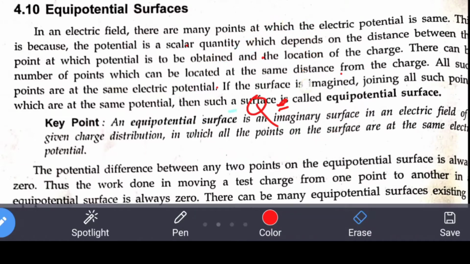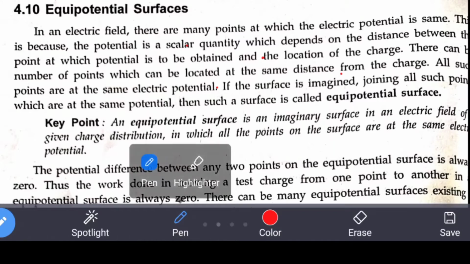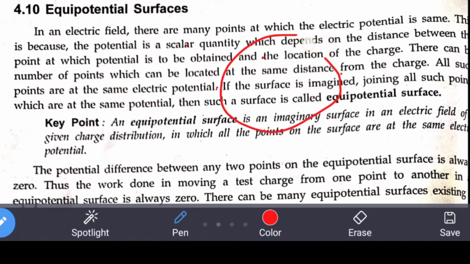The potential difference between two points on an equipotential surface is always 0. That is the key point. If you consider any surface where charge Q is located, the potential difference between any two points is 0. Thus, the work done in moving a test charge from one point to another on an equipotential surface is always 0.